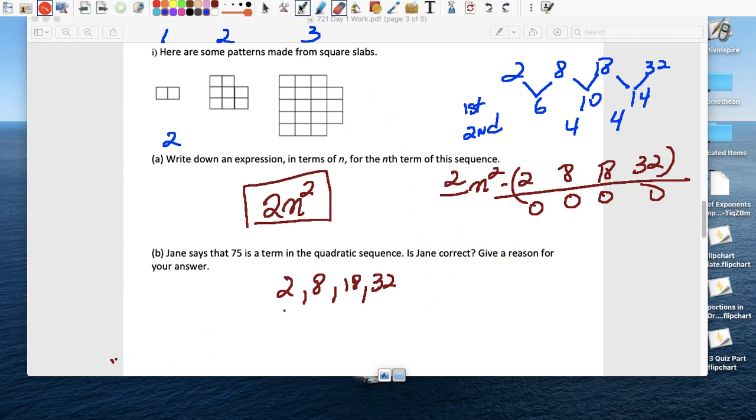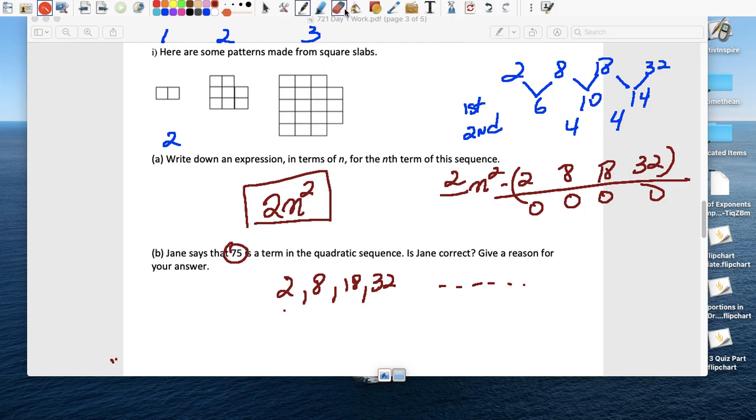And you could have done this by continuing the pattern if you wanted to. Plus 16. The next one will be plus 18. And the next one will be plus 22. And see if 75 would show up in this, which it wouldn't. So that could have been one way. Another way you could have done it.